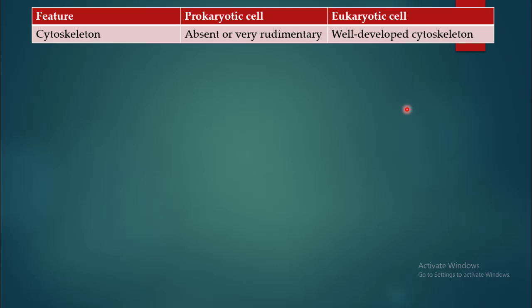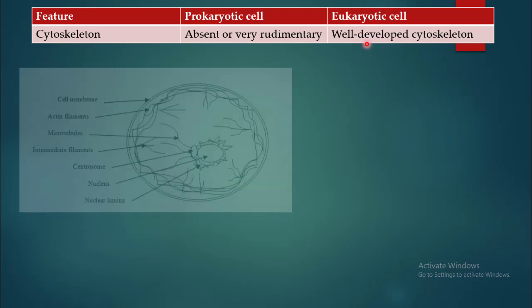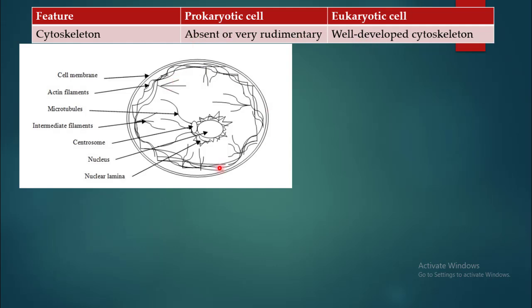Another important difference between the two is that the prokaryotic cells have a very rudimentary type of cytoskeleton, or the cytoskeleton is almost absent. But the eukaryotic cells have a well developed cytoskeleton. So the cytoskeleton is actually a protein complex, I would say, or a combination of proteins that give a particular shape to the cell. If you look at the eukaryotic cell, they have these actin filaments over here, these microtubules over here, and these intermediate filaments. And these three protein filaments are actually responsible for the formation of the eukaryotic cytoskeleton.